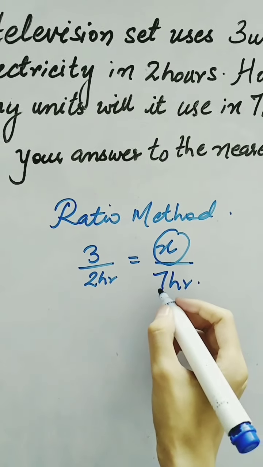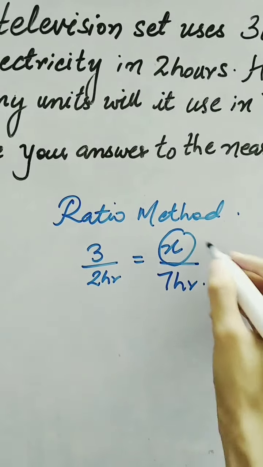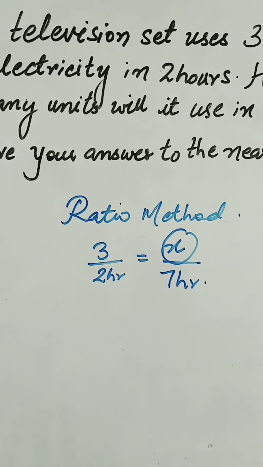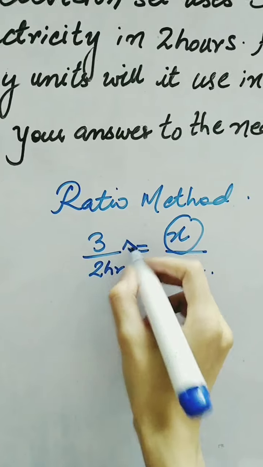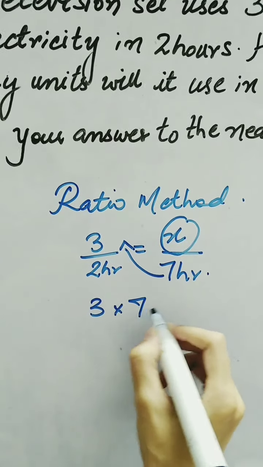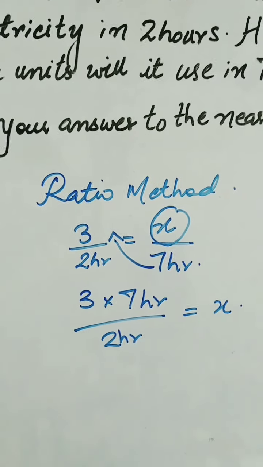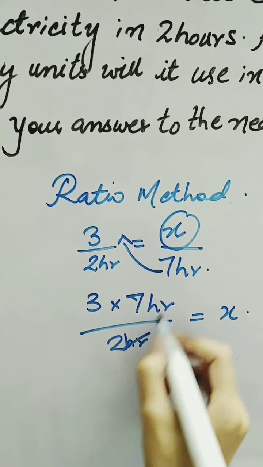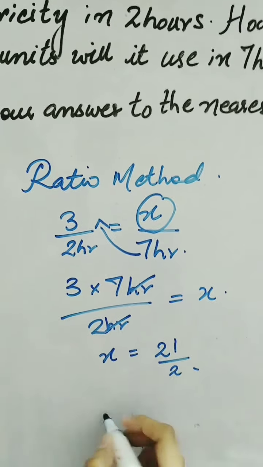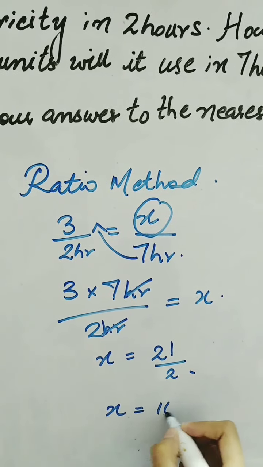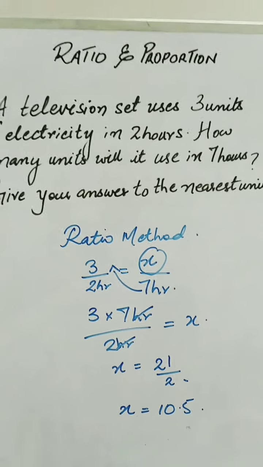Now we have 3 over 2 is equivalent to x over 7 hours, and x is equal to the number of units used in 7 hours. We just simply take this 7 here into the numerator, and it gets multiplied with the 3, and we have the equation 3 into 7 over 2, which is equal to 21 over 2, and on further solving we know that it's 10.5 units in 7 hours.